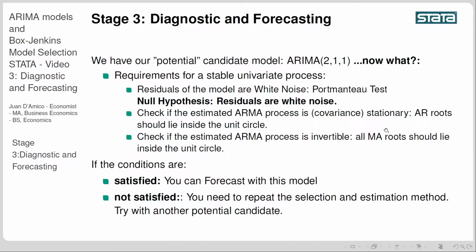If this is satisfied, we will proceed to check if the estimated ARMA process is covariance stationary, that is, that the roots should lie inside the unit circle. Finally, we will check if the estimated ARMA process is invertible, that is, that all the MA roots should lie inside the unit circle. If these conditions are satisfied, you can forecast with this model because it satisfies all the requirements for the stable univariate process.